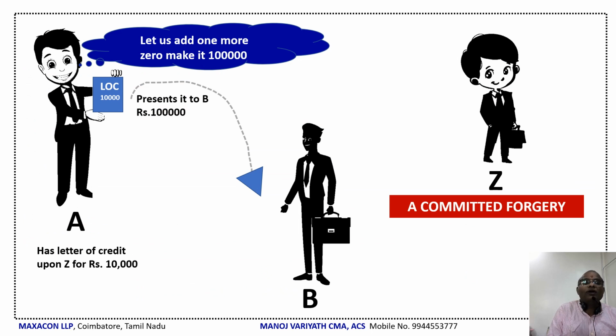Next is a small illustration. Here, from the picture itself, A got a letter of credit upon Z for rupees 10,000. And what he does is that he adds 1 0 to that letter of credit and endorses it to B. Now, do you feel that it is right? A committed forgery. This is an example given in the book.